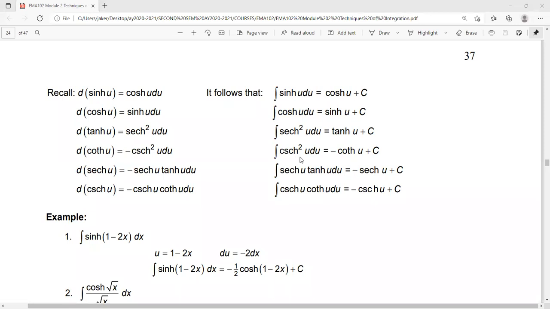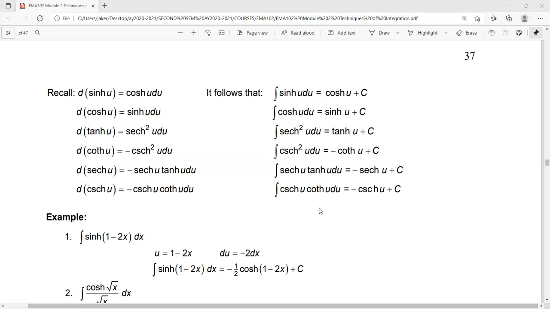The hyperbolic cosecant squared of u is negative hyperbolic cotangent. So similar. The hyperbolic secant squared, hyperbolic tangent. Now here, they differ in the sign. Because in the trigonometric function, this is positive secant u. In here, it's negative hyperbolic secant u. For the cosecant u cotangent u, or the hyperbolic cosecant u hyperbolic cotangent u, it's negative hyperbolic cosecant u.